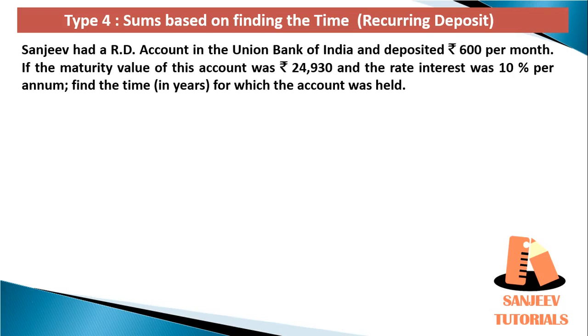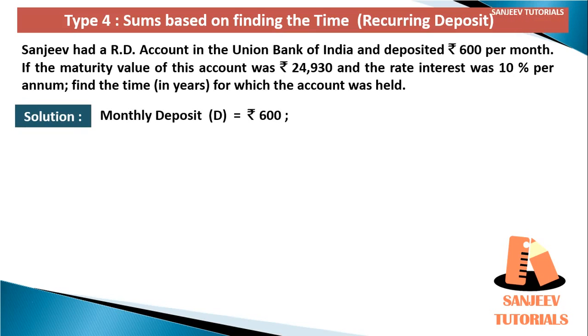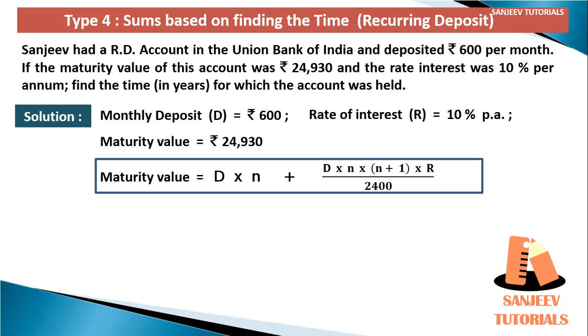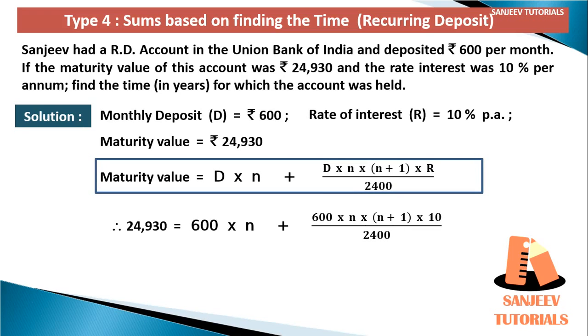This question is similar to our previous sum. Here again we are supposed to calculate time. The data provided is as follows. Monthly deposit is rupees 600. Rate of interest is 10% per annum. Maturity value is rupees 24,930. This is the formula for our maturity value. On substituting respective values, I get this step.